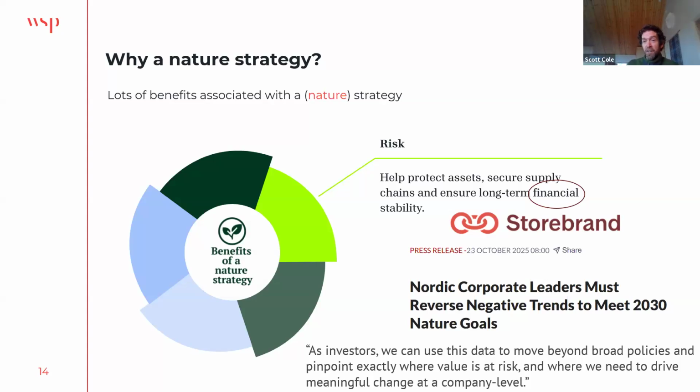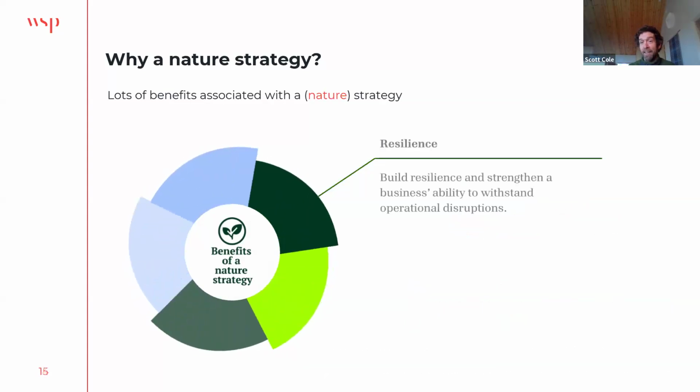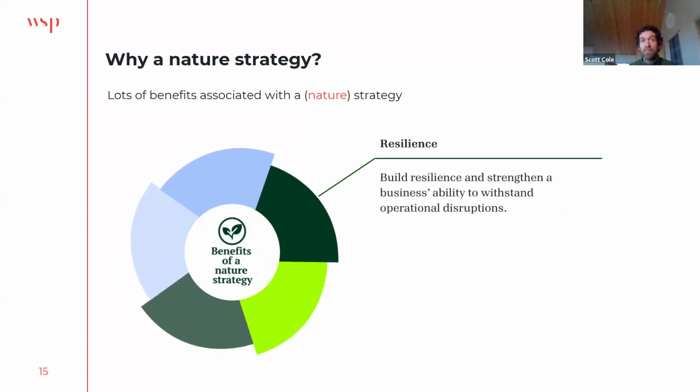So this is interesting. Your investors are watching you, is essentially what this is saying, and they're digging into the data to see where the risks are. So it might be a good idea for you to get ahead of that and figure out where those risks are. The second of 5 major reasons lifted by this report is resilience.